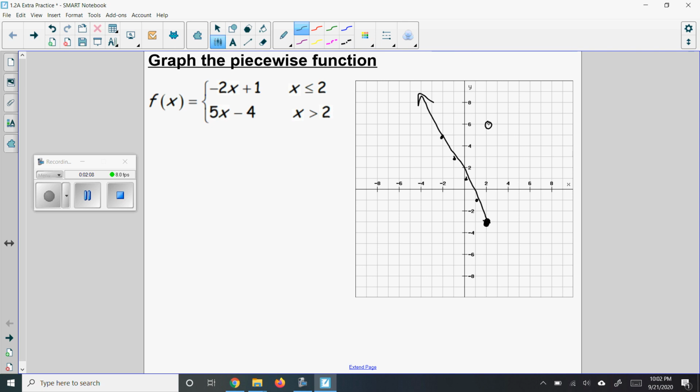Now this is a line with a slope of 5. So we'll go up 5: 1, 2, 3, 4, and then 5 is probably up here, and to the right 1. Okay, and so x is greater than 2, so this is going to go like that.